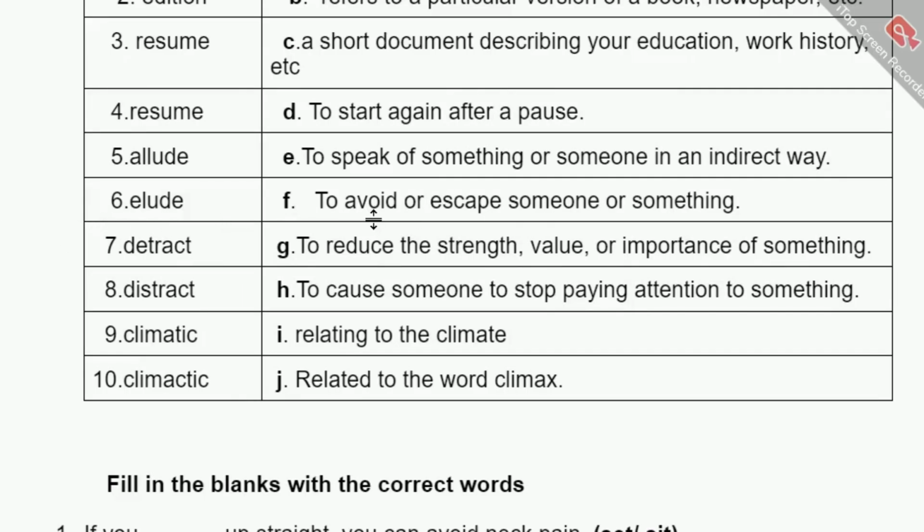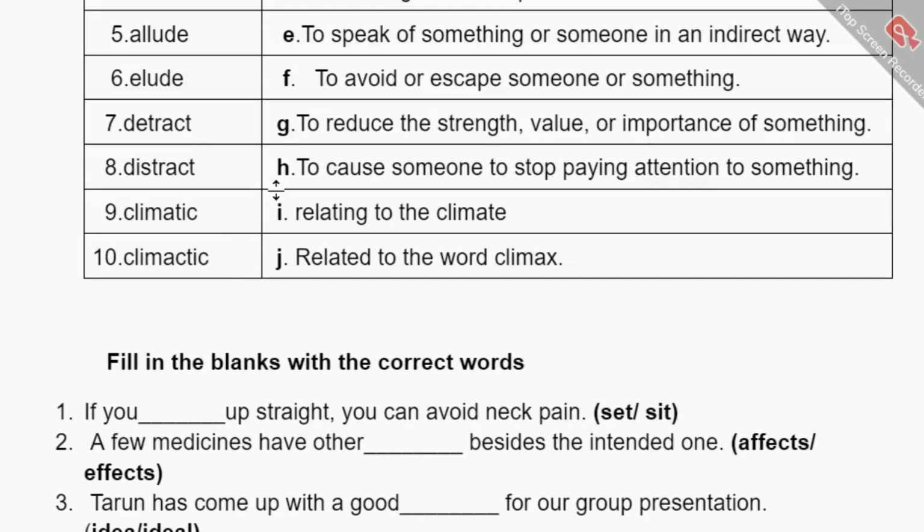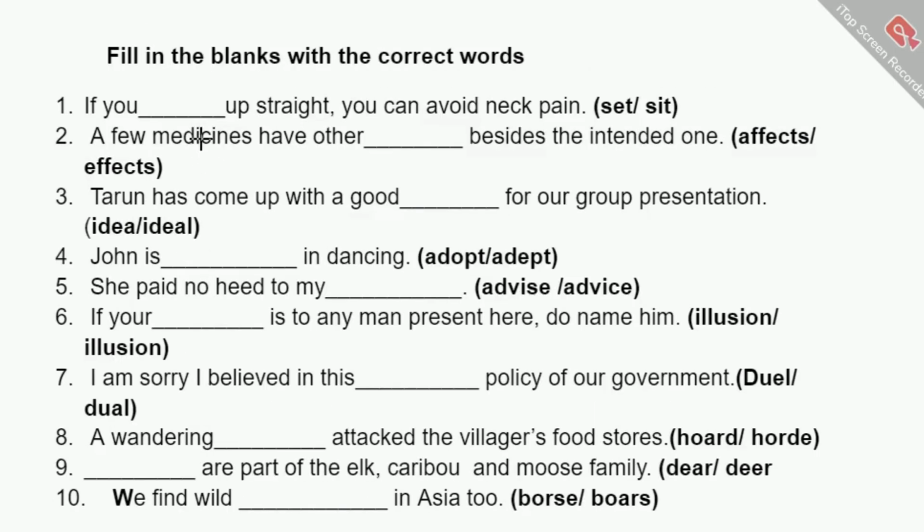Now here we have detract and distract. The first one, detract, is to reduce the strength, value or importance of something. And distract is a common word, to cause someone to stop paying attention to something else. Here we have climatic and climactic. This climatic is very simple, relating to the climate. And this climactic is related to the word climax. Don't get confused with this C. If you have this additional C in the word, pronounced climactic, it shows the climax of the movie and all. Let's see the next exercise here.